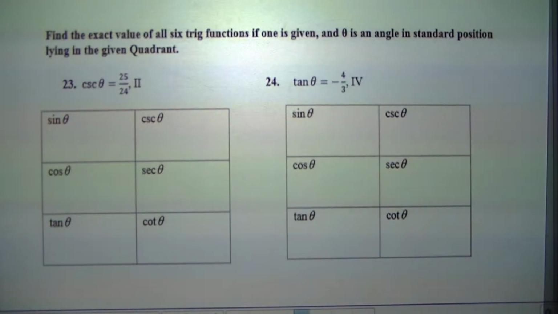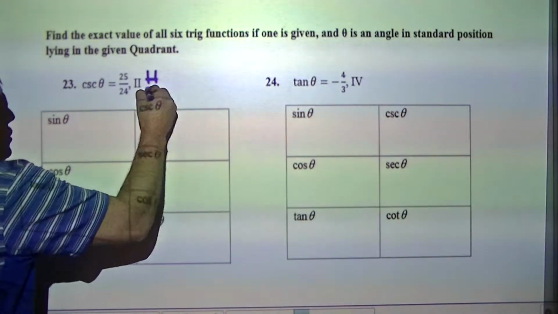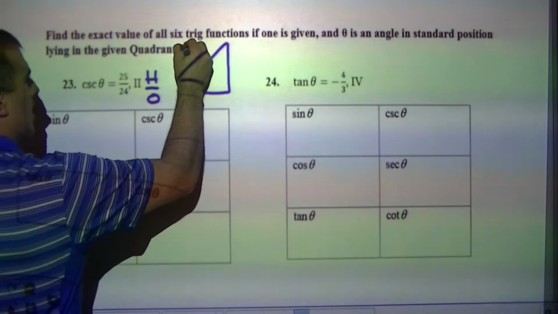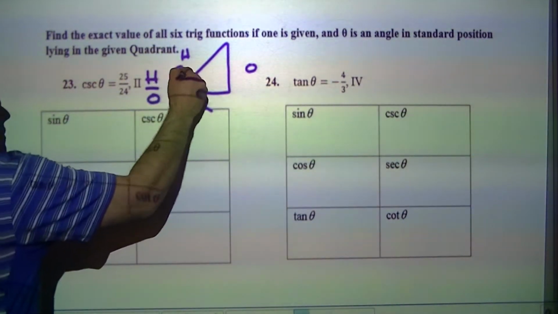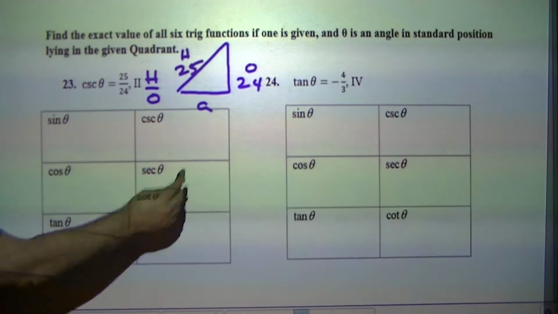Find the exact values given these. Okay? What you should do, cosecant is really h over o. So if I draw out a triangle, H, O, and A, I know that this is 25 and this is 24. So the Pythagorean triple makes this 7.